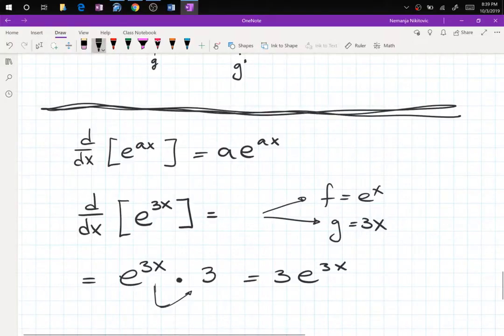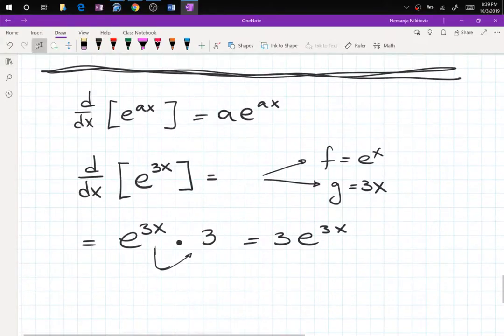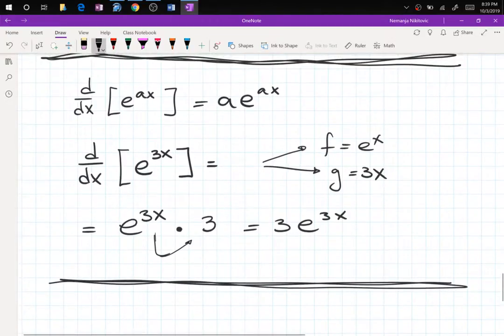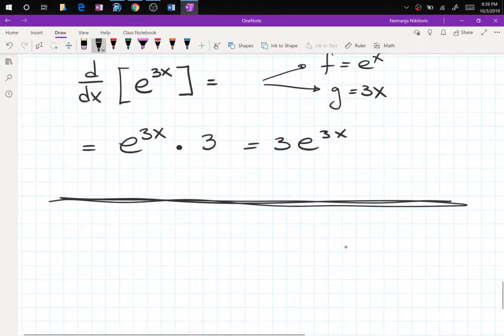So now you can forget the formula, because you can do these things. It's going to take some time to get used to this, but eventually. What is the derivative of ln of 6x squared?